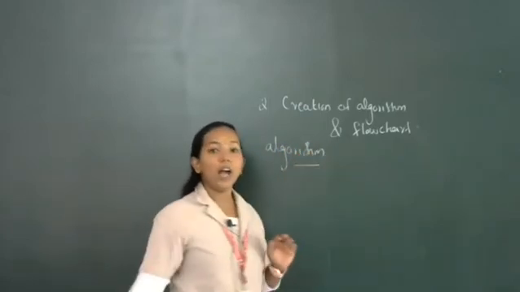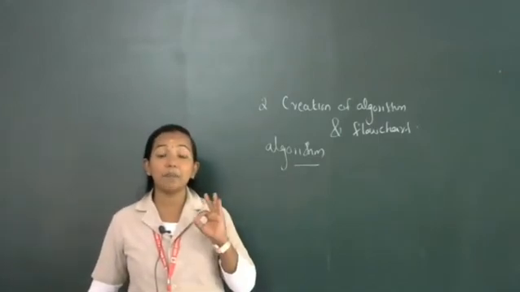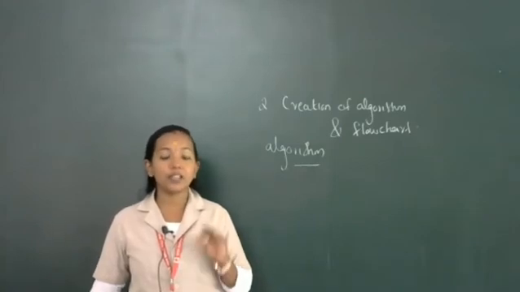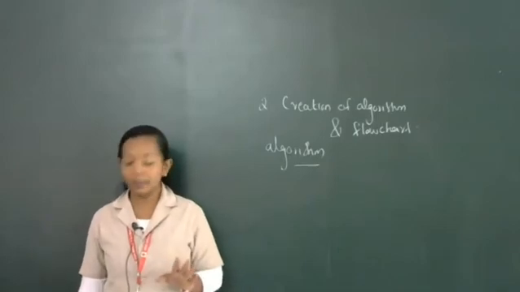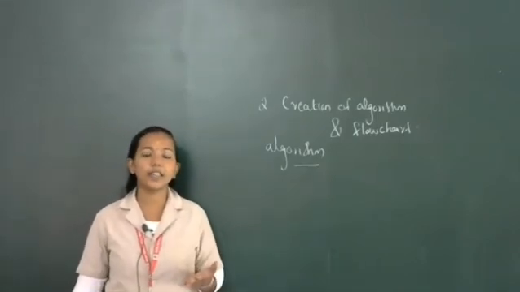What is meant by algorithm? Actually, algorithm is a step-by-step procedure. Algorithm is a step-by-step procedure for how we are finding a solution for a particular problem. In your textbook, a real-life example is given, on how to create an algorithm.